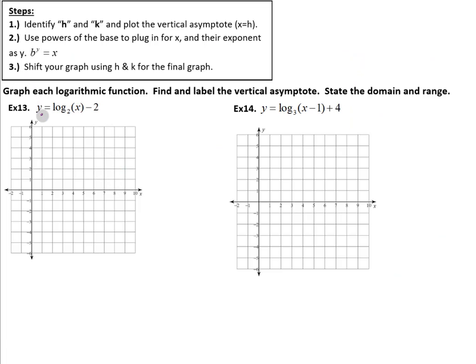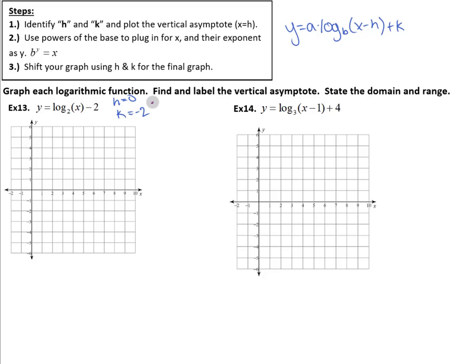Okay, so here are some steps for graphing. We want to identify h and k and plot our vertical asymptote. So let's follow through this on our first example here. So note that again in this form, that h is normally inside here with x, and k is out here as being added or subtracted afterwards. So note that there's no h this time. So h is 0, but our k value out here is -2.